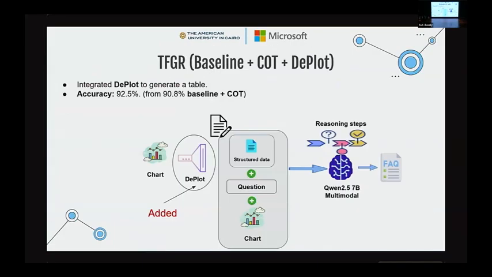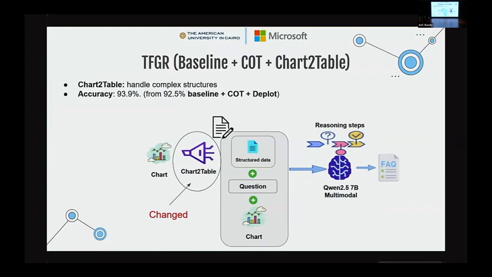Then we integrated the external extractor DePlot with the baseline and the chain of thought to generate a table and fed it to the Qwen model alongside the image. This also improved the accuracy by 1.7%, reaching a total accuracy of 92.5%. And finally, we tried the chart-to-table extractor because of its superior ability to handle more complex structures compared to the DePlot extractor. And we reached our peak performance with an accuracy of 93.9%.